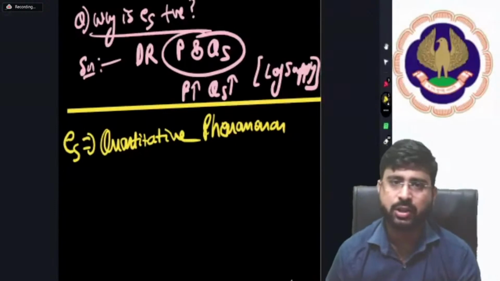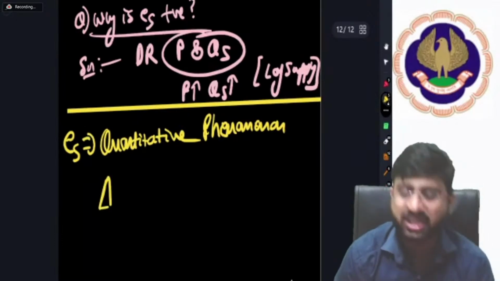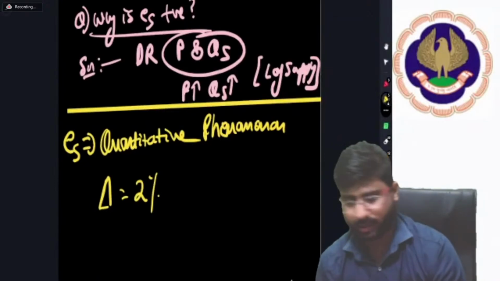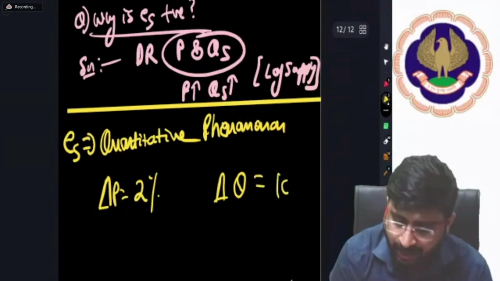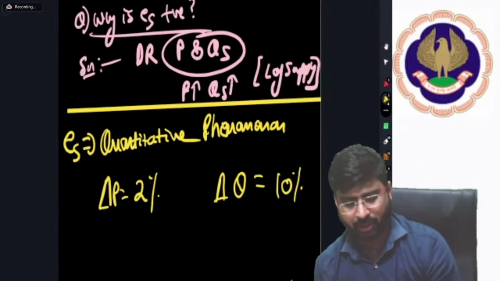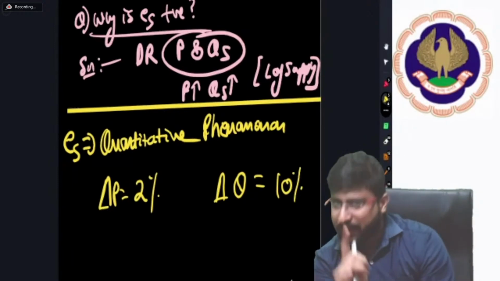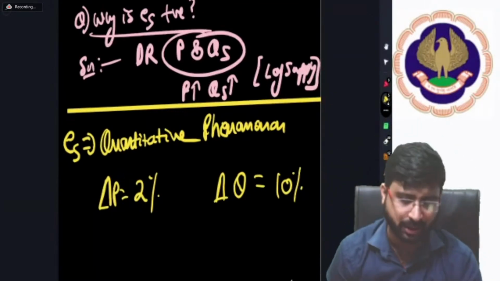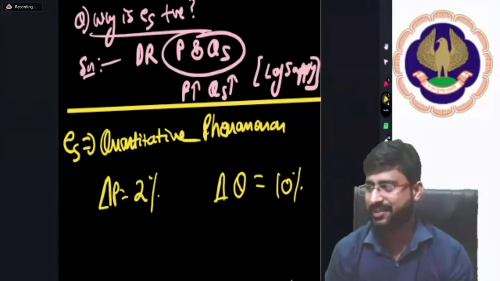Now pay attention, guys. Suppose price is rising by 2%. Suppose delta means change. So there is a change in price by, let's say, 2%. Plus means positive change. So let's say change in price by 2% is resulting in change in quantity by 10%. So my question is, you all will answer me. For every 1% change in price, by how much is quantity rising? Everybody answer me. For 1% rise in price, by how much is quantity rising?